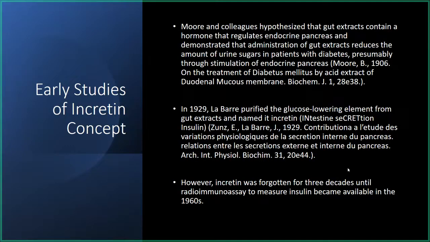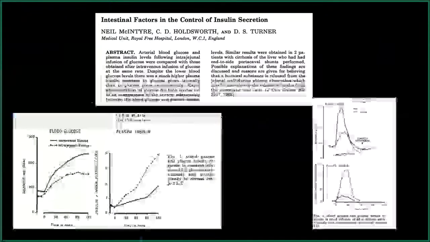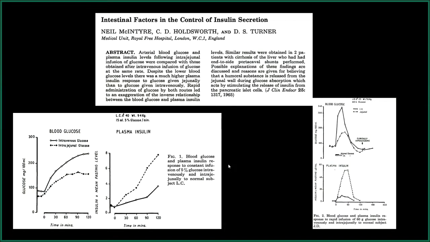So a lot of the physiology of insulin secretion is after the 1960s when we learned how to measure insulin by radioimmunoassay. So this is the paper that is most quoted in terms of what an incretin effect is. This by McIntyre, Holdsworth, and Turner, they were the ones who did these studies at the Royal Free Hospital in London. And these are studies looking at intravenous glucose and intrajejunal glucose and looking at the glucose responses and the insulin responses. This is a continuous infusion of glucose, and this one is a bolus infusion of glucose.